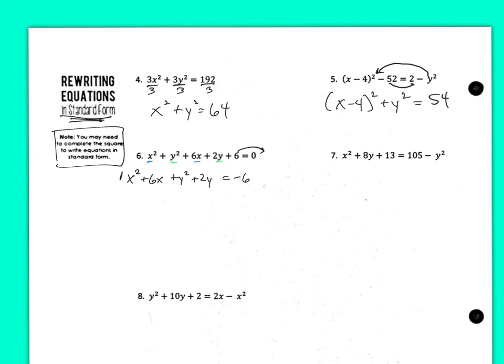So in order to complete the square, we need a 1 in front of the x squared and a 1 in front of the y squared, and we have that. So now we're going to complete the square. So we have x squared plus 6x, and then we're going to have a blank. Then we're going to have plus y squared plus 2y, then we're going to have a blank. And then on the other side, we have a 6, and we're going to add whatever we added over there.